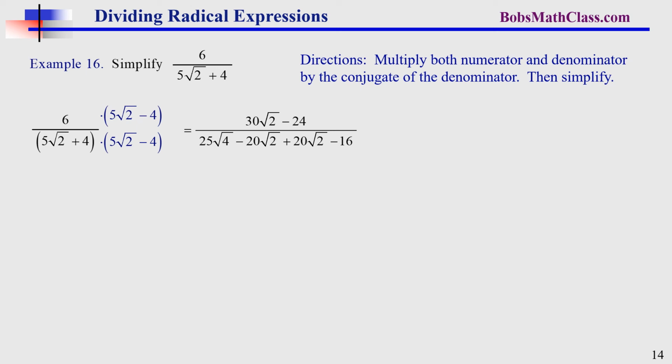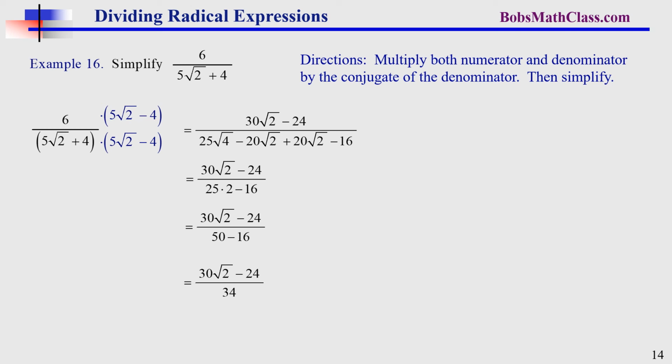The outer terms are always perfect squares. You can see that they are 16. There's nothing to do with that one. It's already an integer. The square root of 4 is 2, so that's going to be 25 times 2. And then 25 times 2 is 50. 50 minus 16 is 34.